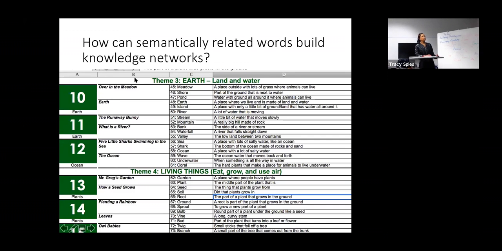Here's a social studies unit: earth, land and water. Living things eat, grow, and use air. That was the little definition that they learned. For earth, we had 3 weeks, weeks 10, 11, and 12. In week 10, here's the storybook, here's the informational text. Week 11, here's the storybook, here's the informational text. How many words do we teach per book? 3. Right, so for pre-K and kindergarten, it's appropriate: 3 words per text, 6 words a week.